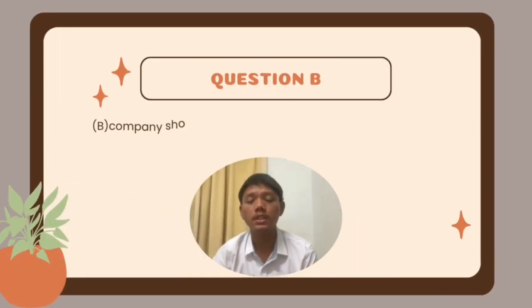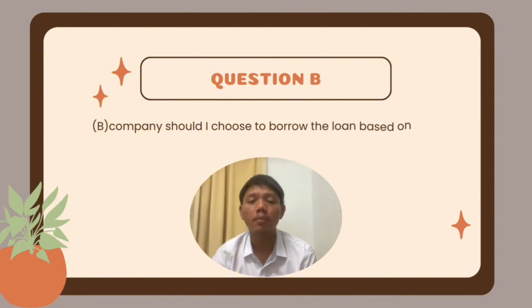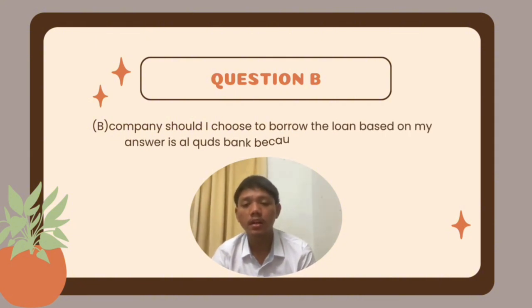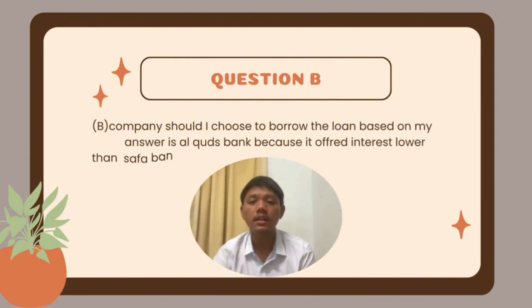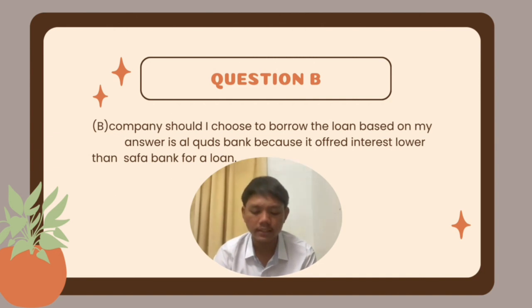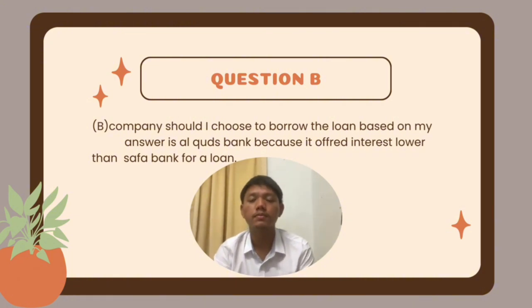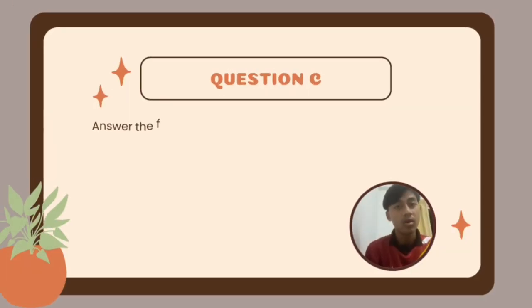The last question for me is 3B. After I compared the two banks, Safa Bank and Al-Quds Bank, the company that I should choose to borrow the loan from, based on my answer, is Al-Quds Bank because it offers lower interest than Safa Bank for a loan. Thank you.